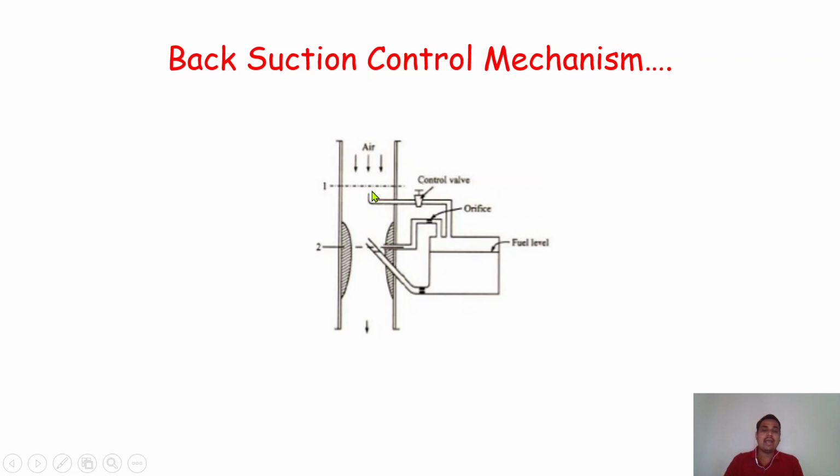Sometimes there is a need to reduce the supply, and that time again the control valve can operate and more air can enter, so we can control the pressure. So this work totally depends upon the creation of pressure inside the float chamber as well as inside the throat section. This back suction control mechanism can control the pressure of air as well as the pressure of fuel inside the carburetor. So this is all about the back suction control mechanism.